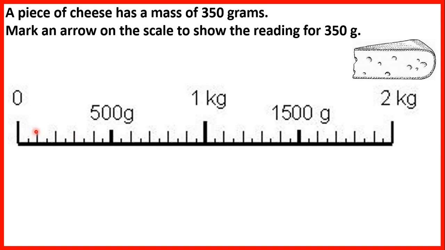If we look at the middle-sized lines, to get from 0 to 500, we have 1, 2, 3, 4, 5. So each of these middle-sized lines represents an increase of 100. So we have 100, 200, 300, 400, and then 500. Now we want to show 350, and 350 will be right in the middle of 300 and 400. So we can mark 350 grams here.